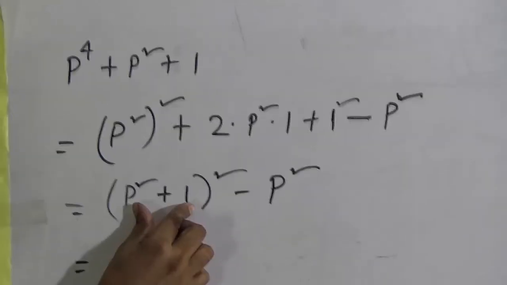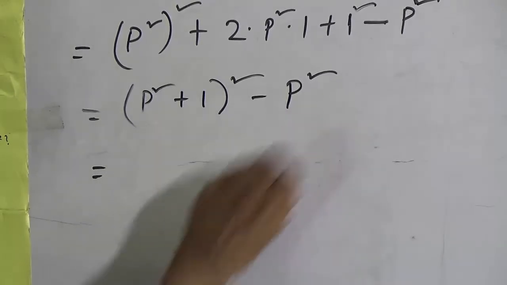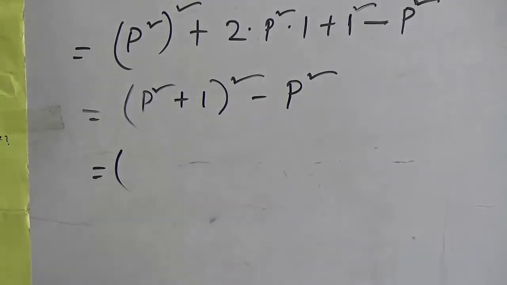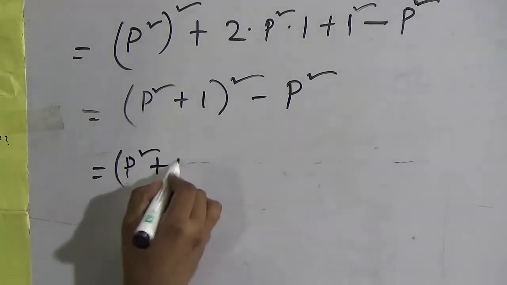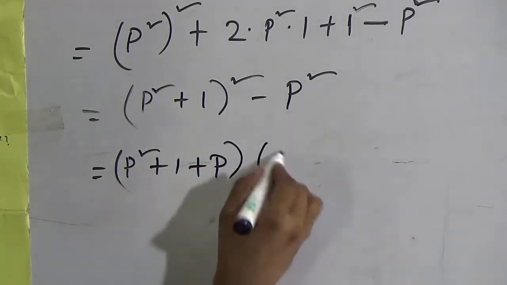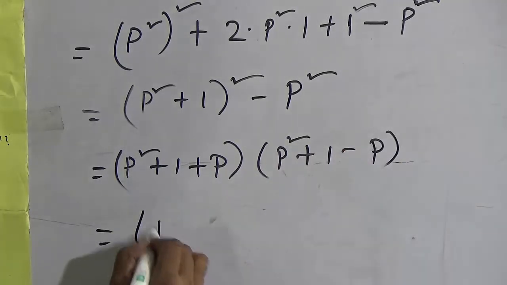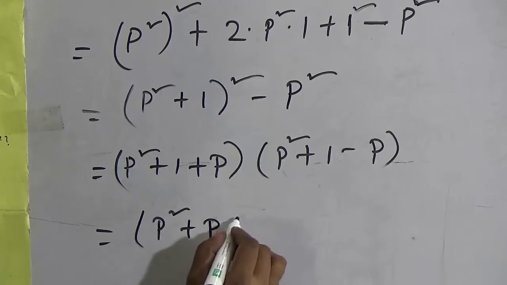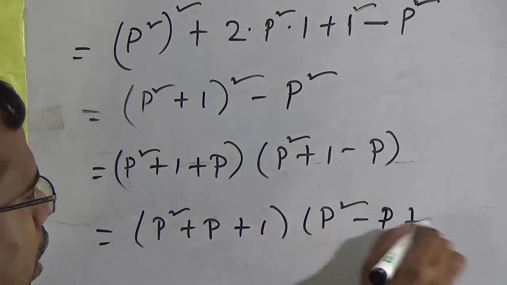Okay, now again we will apply the formula a square minus b square. Here we will consider p square plus 1 as a and p as b, then a square minus b square. We know that a square minus b square equal to (a plus b) into (a minus b). We can write it as (p square plus p plus 1) into (p square minus p plus 1).